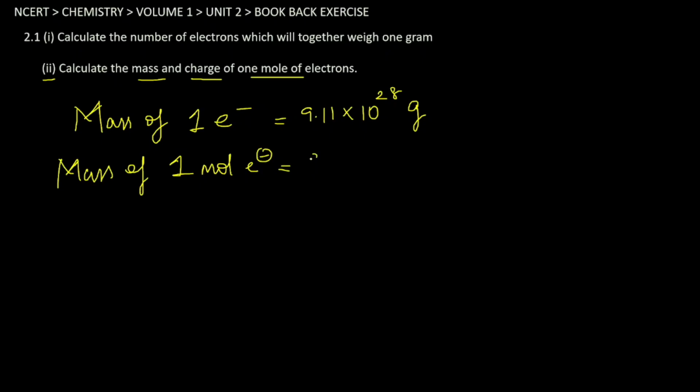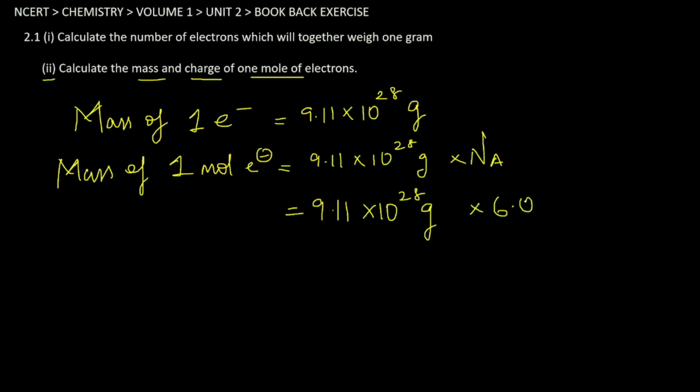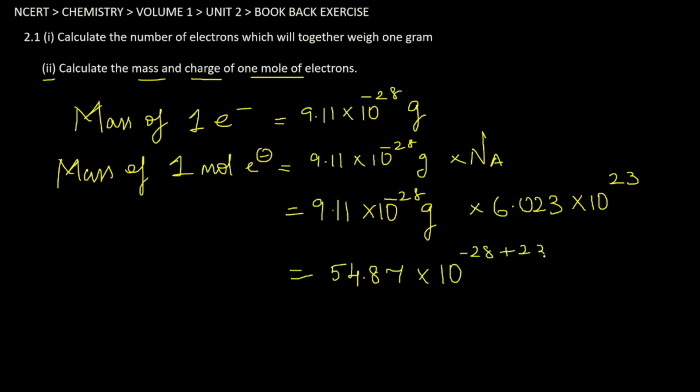Then the mass of 1 mole of electrons will be equal to 9.11 into 10 power minus 28 grams into Avogadro number, which is represented as Na. Now let's substitute the Avogadro number's value, 6.023 into 10 power 23. On multiplying 9.11 into 10 power minus 28 into 6.023 into 10 power 23, we get 54.87 into 10 power minus 28 plus 23, which is nothing but 54.87 into 10 power minus 5. So this is the mass of 1 mole of electrons.